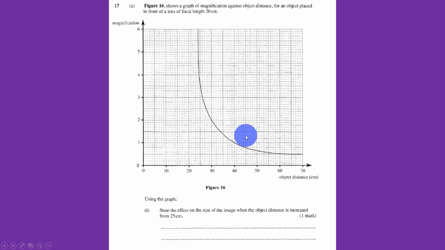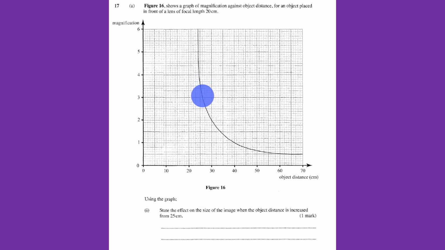Let's look at question 17. Question 17A, we are told that figure 16 shows a graph of magnification against object distance for an object placed in front of a lens of focal length 20 centimeters. And this is what we get. Using the graph, state the effect on the size of the image when the object distance is increased from 25 centimeters. The effect on the size of the image, what happens to it?